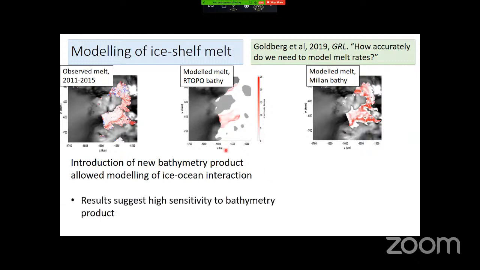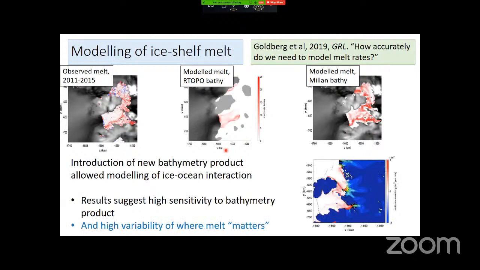But another thing that came out of this is that how accurately we model melt rate under an ice shelf depends on where under the ice shelf we are, if what we care about is loss of buttressing. So this is kind of a heat map, not of melting, but of sensitivity of the grounded ice to melt.